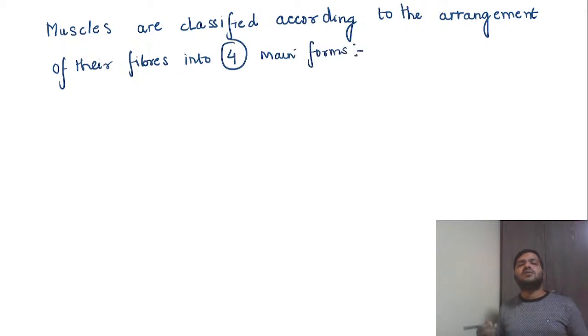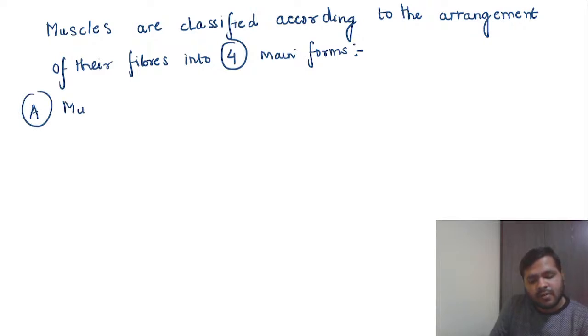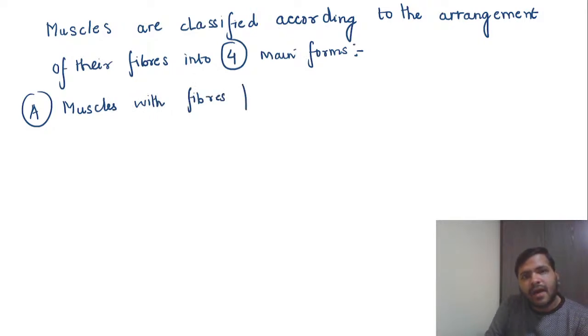They are classified according to the arrangement of their fibers into four main forms. The very first one, write down: muscles with fibers parallel to the line of pull.